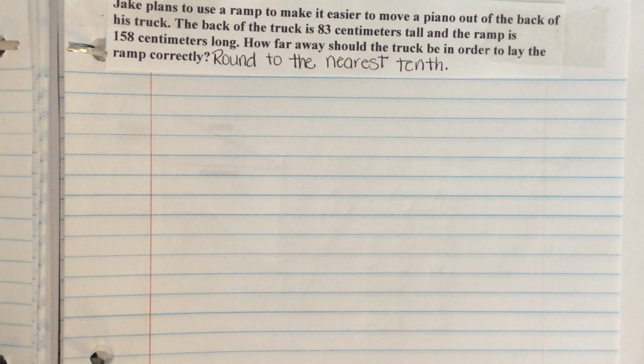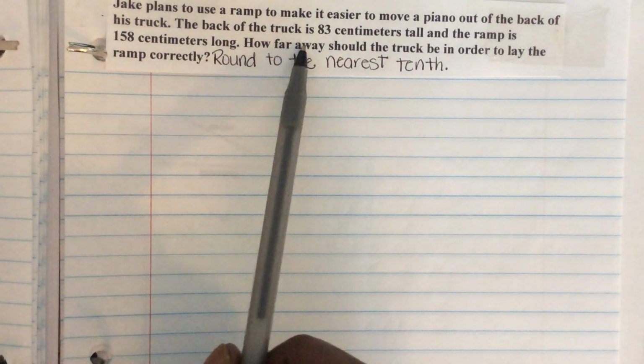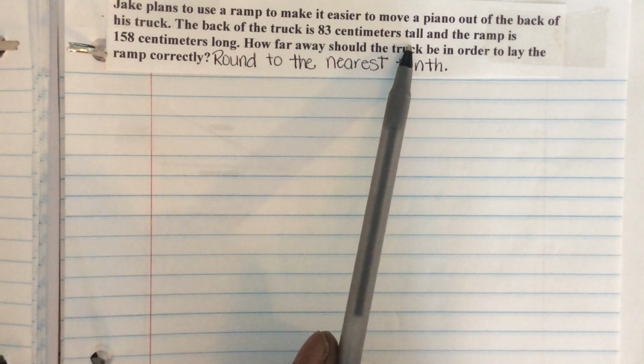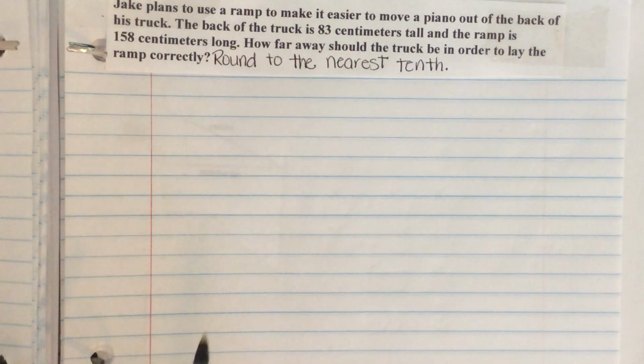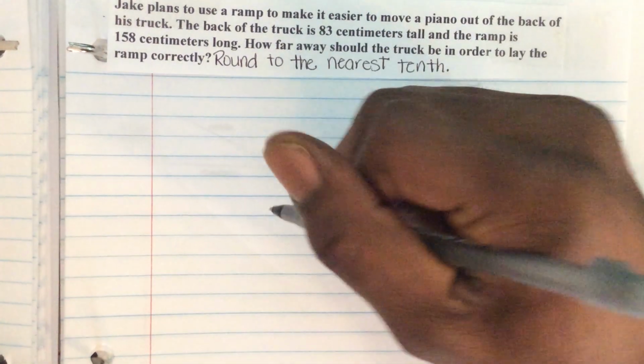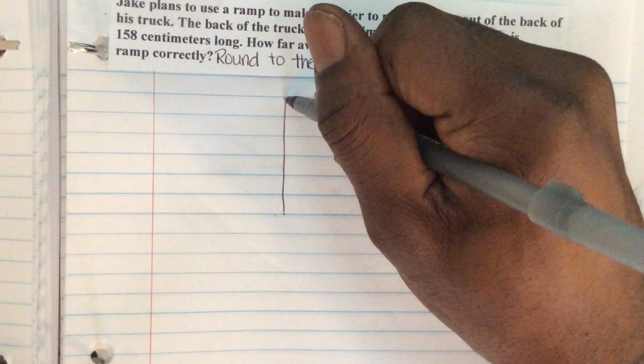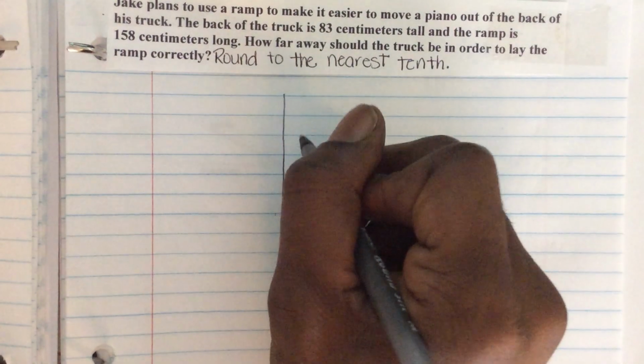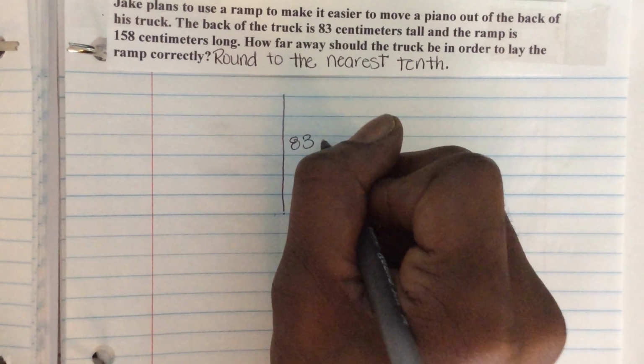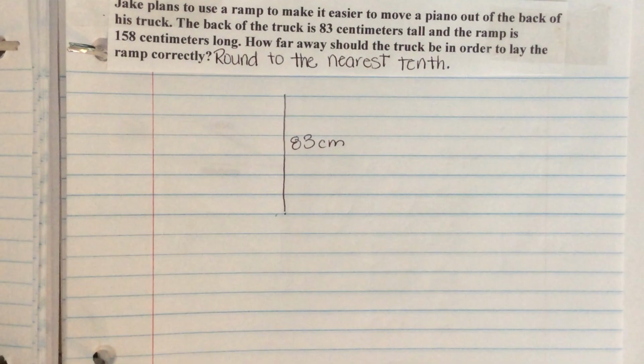So for this particular problem, I have to figure out how I'm going to draw my right triangle. When I look at this problem, it says the back of his truck is 83 centimeters tall. So I know that I have to go up. All right, I'll draw that, and I'll label that 83 centimeters because we're dealing with units.